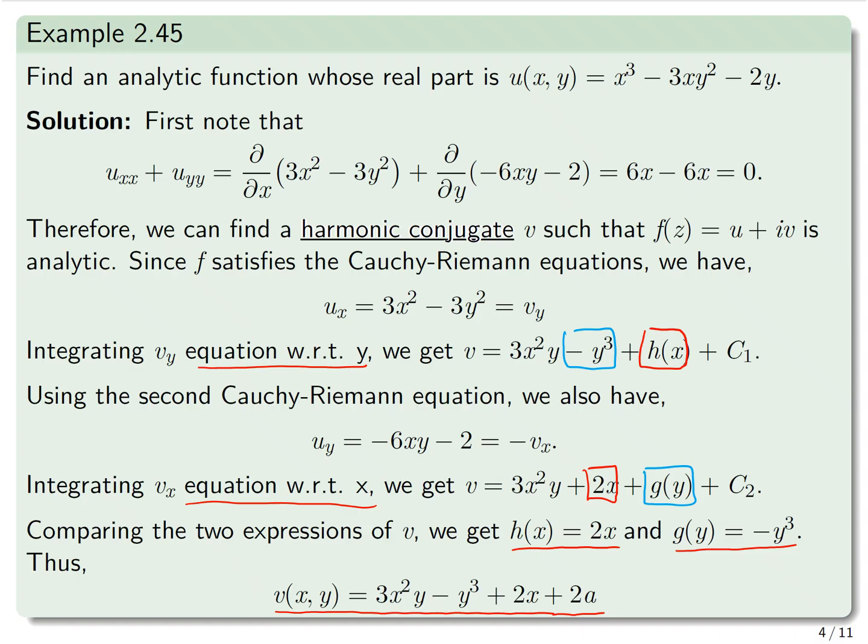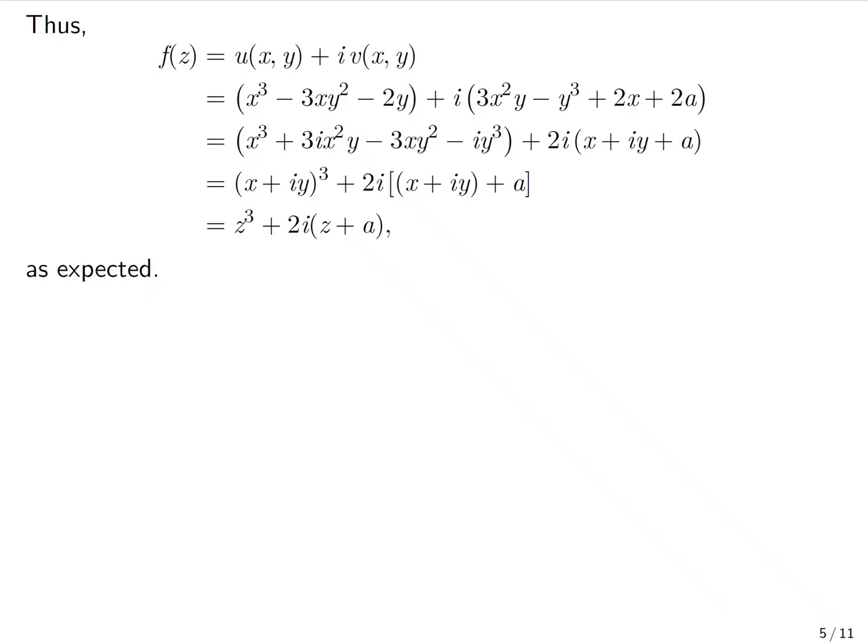Okay, so let's continue. Now since we know v(x, y), actually we can write the actual analytic function. So we know f(z) equals u(x, y) plus i v(x, y). We're going to plug into that. That's the given function, and this is the function we found. We plug in there, and then we collect terms. We collect the real terms and the imaginary terms separately. And you can clearly see that the first term is (x plus iy) cubed.